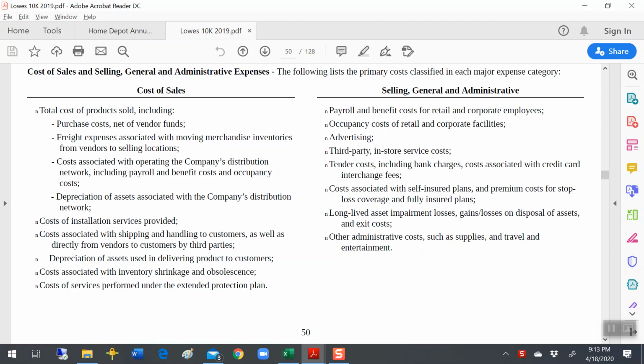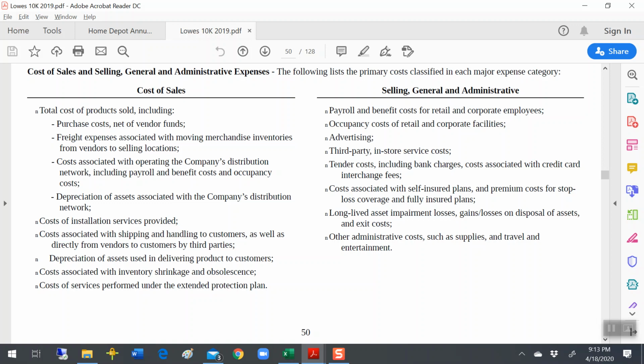Now, you've seen a lot of this stuff as you're going through the textbook. Well, let's look and see how Lowe's is describing cost of sales, and then we'll look at the selling, general, and admin expenses. Under cost of sales, the total cost of the product sold, including the purchase cost, net of vendor funds. Okay, the vendor is the seller. So the purchase cost, net anything you have to give to the vendor.